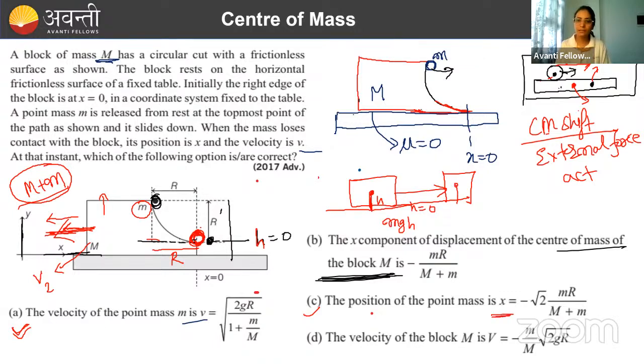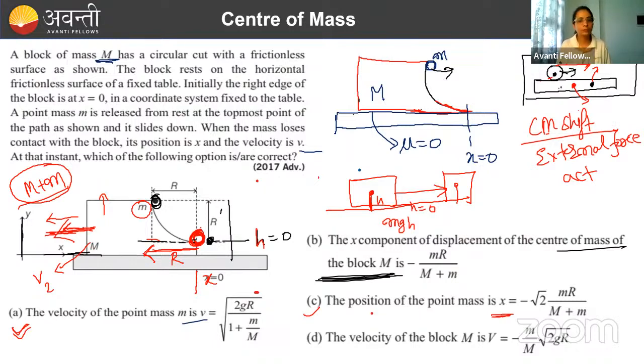You can easily find this, because I have already calculated the position shifting of capital mass M. From there you can easily calculate: initially x was 0. Finally, where has small mass m reached? It has reached x equal to 0, but it has also got shifted somewhat in this direction because of the shifting of capital mass M. So you can tell now what will be the position of this small mass m.